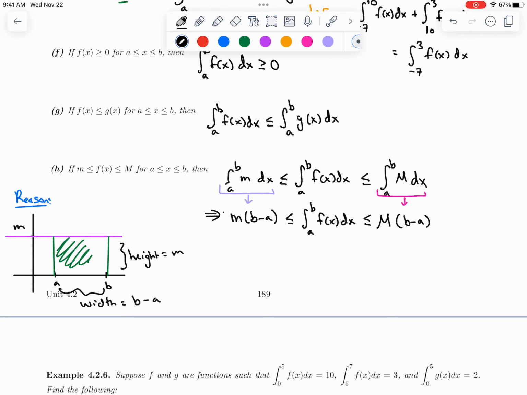And the area of a rectangle is length times width. The length or the height, or width times height. So the height is just the height of the function, m, and then the width is b minus a, because this whole distance would be b, but we're going to take off this little bit of a, so b minus a. That's the reason for that.